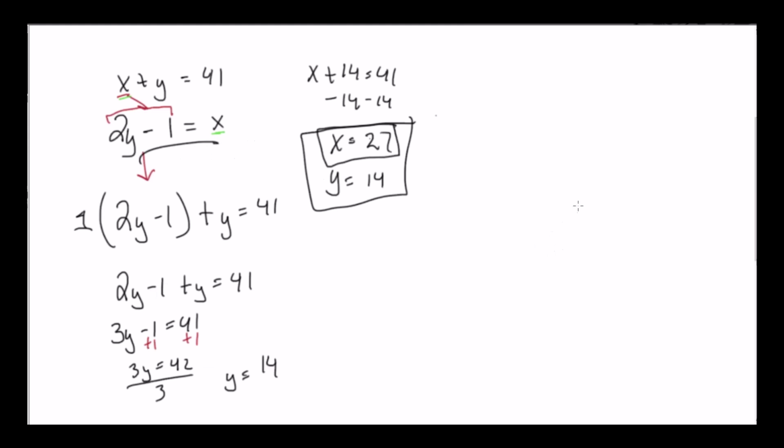So I'm going to go to the modified equation, and I'm going to substitute everything in. I'm going to say 2 times, well, y is 14, minus 1 should be equal to 27. And 28 minus 1 is equal to 27. 27 is actually equal to 27. So we did that one right.